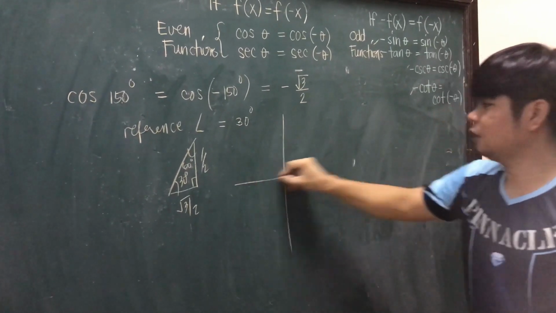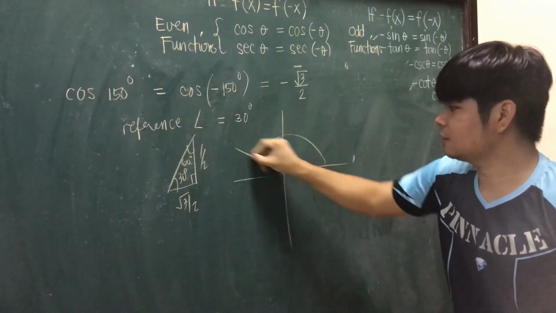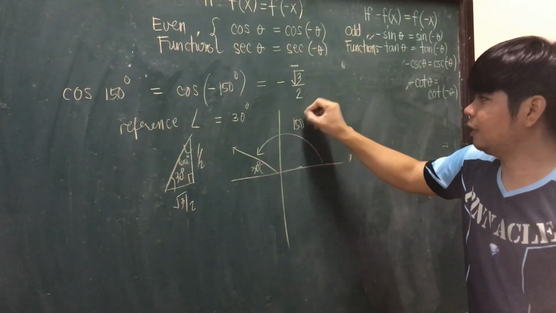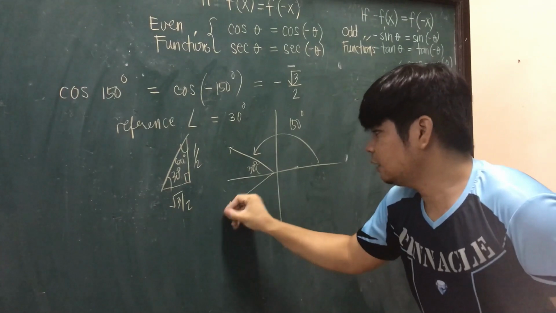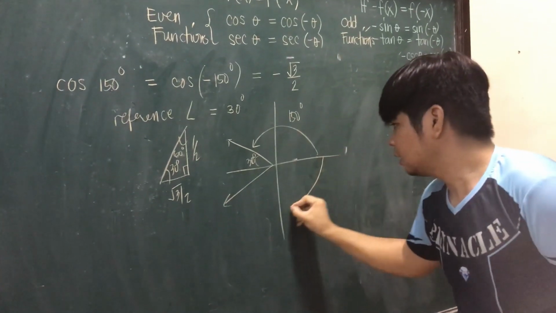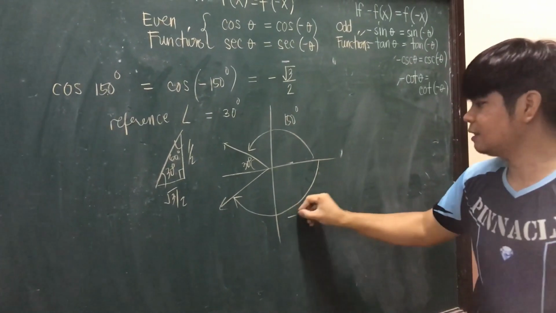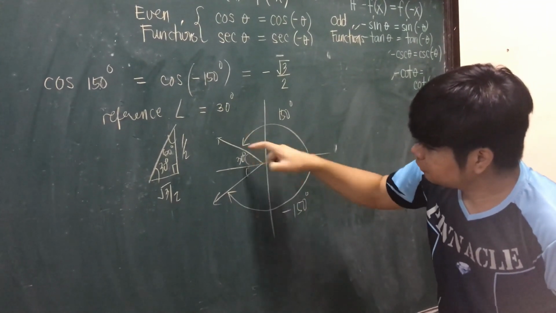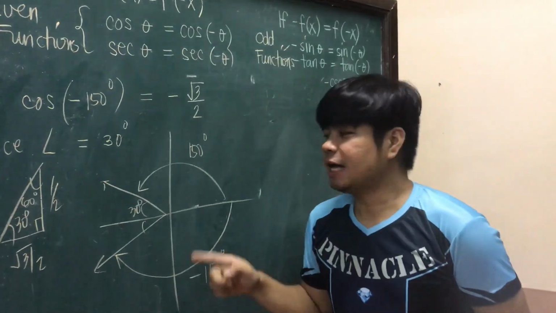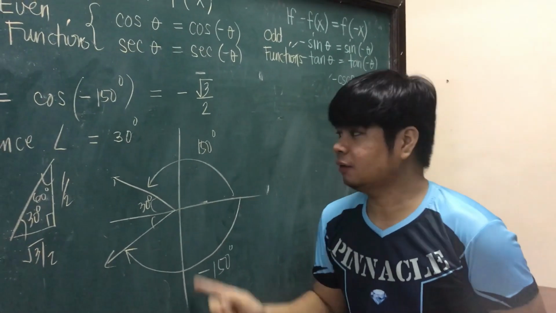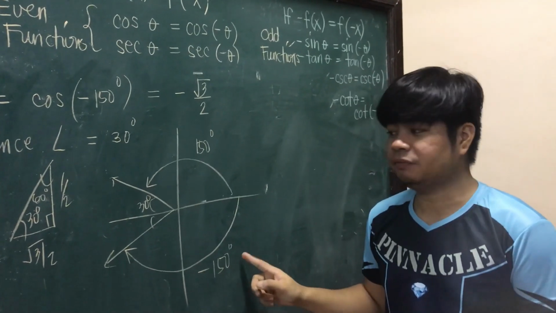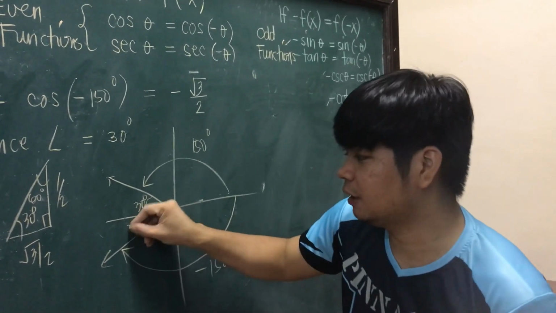So if you try to draw that, this is 150 degrees. This is 30 degrees as a reference angle. The other is a clockwise rotation, which is negative 150 degrees. As observed, they have the same reference angle. 150 degrees has a reference angle of 30 degrees, and so with negative 150 degrees, we also have 30 degrees.